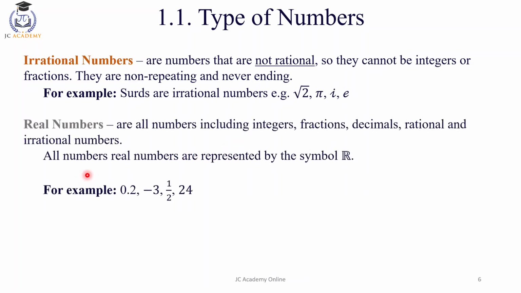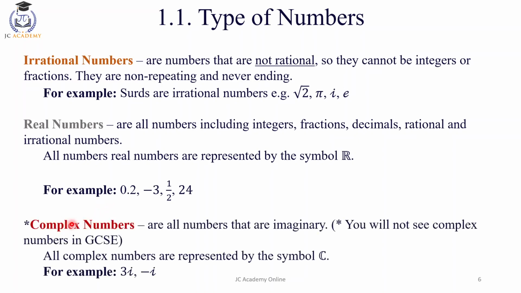Then we have real numbers. Real numbers are all numbers including integers, fractions, decimals, rational and irrational numbers. All real numbers are represented by the symbol capital R. Okay. So for example, we have 0.2, minus 3 half, 24. Notice we have different types of numbers here. So these are all real numbers.